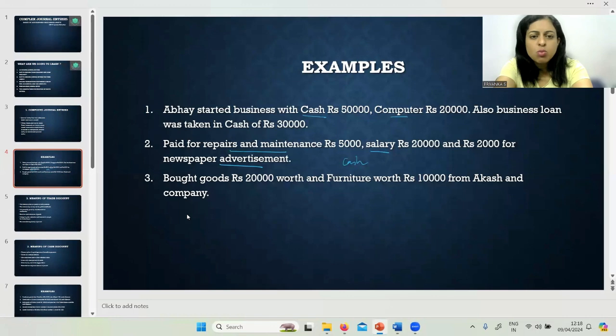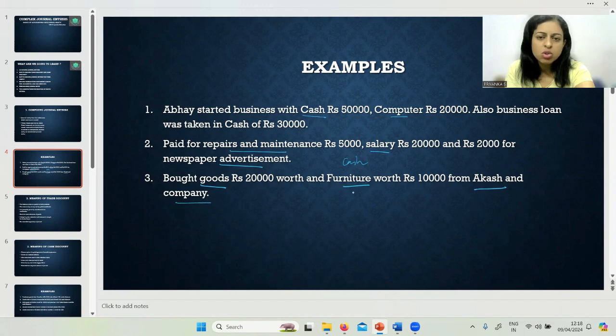Correct? Now let's see the third example. Third example here is bought goods rupees 20,000 worth and furniture 10,000 from Akash and company. So you're buying, one is goods, second is furniture, and from whom? From Akash and company. So three accounts involved: goods account, furniture account, and Akash and company account. Goods account is real account, furniture account real account, Akash is personal account. So what are you doing? Goods brought in debit, furniture brought in debit, and who is the giver of both of these? Giver is Akash and company.